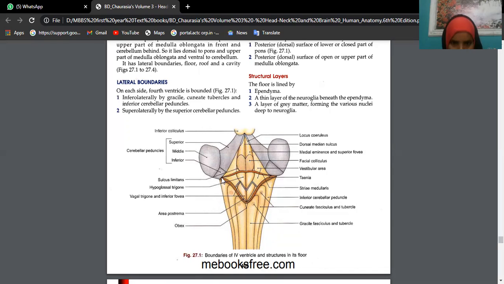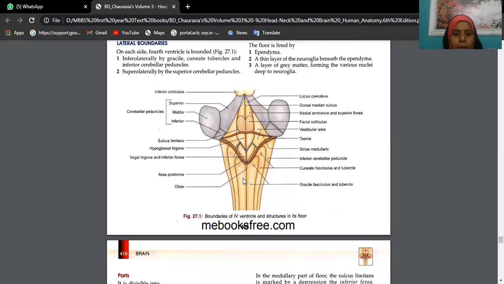When you come down, that is the posterior aspect of the medulla oblongata. Here we have the hypoglossal trigone, the vagal trigone, then the vestibular area. This midline fold continues lower down. What do we call this? Dorsal median sulcus. Very good.